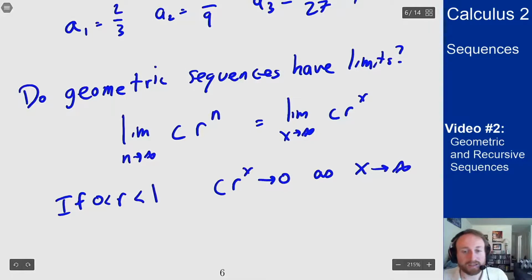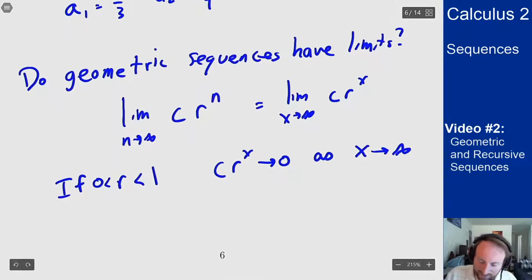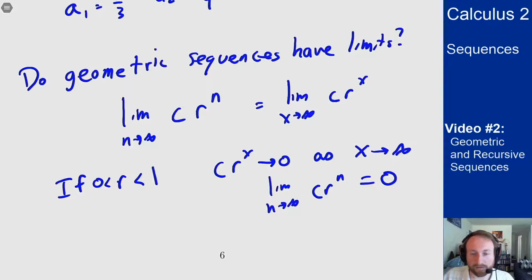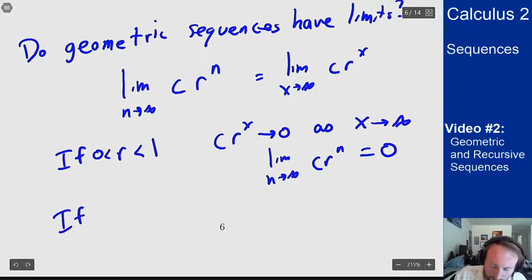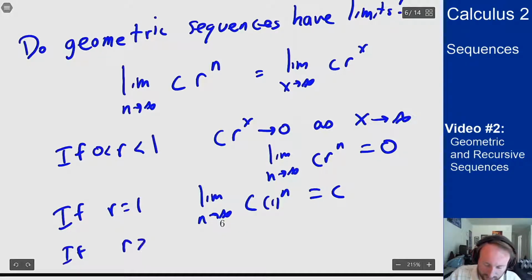Because I'm raising a number less than 1 to a power, so 1/2, 1/4, 1/8, 1/16, that's getting smaller and smaller as x gets bigger. And so in that case, the limit as n goes to infinity of c r to the n is also 0. The geometric sequence goes to 0 if r is between 0 and 1. If r equals 1, then this is just c for all x and c for all n, so the limit as n goes to infinity of c times 1 to the n is just c. It's always c.